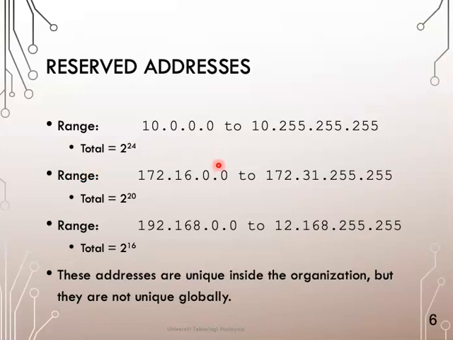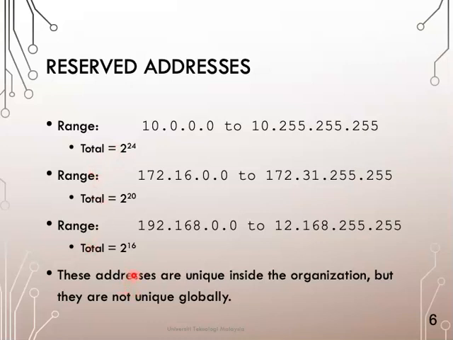Unique inside the organization means that one user within the organization is allocated one address from any of this range, and one address here cannot be used by more than one user in this organization. However, the same address can be used by another user in another organization, which is considered another private network. If you see the range here, from 10.0.0.0 to 10.255.255.255, you can see also the total address space allocated for the reserved addresses.